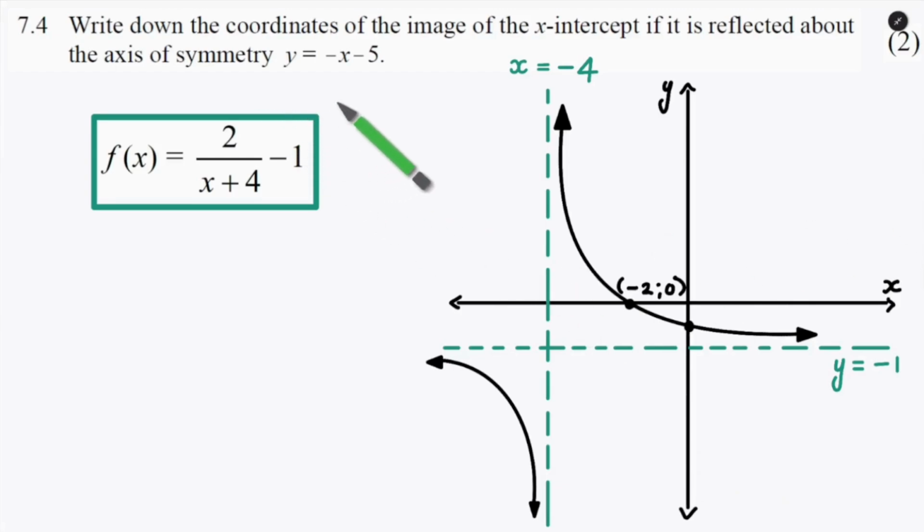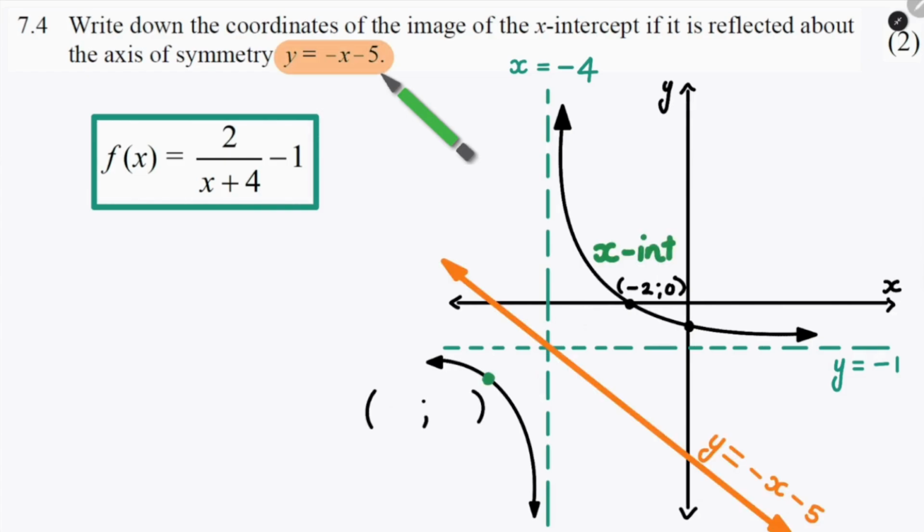In question 7.4, we are getting the image of the x-intercept if it's reflected about the axes of symmetry, which has this equation. So let's see where that is going to be. So I've represented the axes of symmetry with orange. So this orange line here is that axis of symmetry they're referring to. Now I'm going to take this x-intercept reflected over that line to find the image down here. And how we do that is with the following strategy.